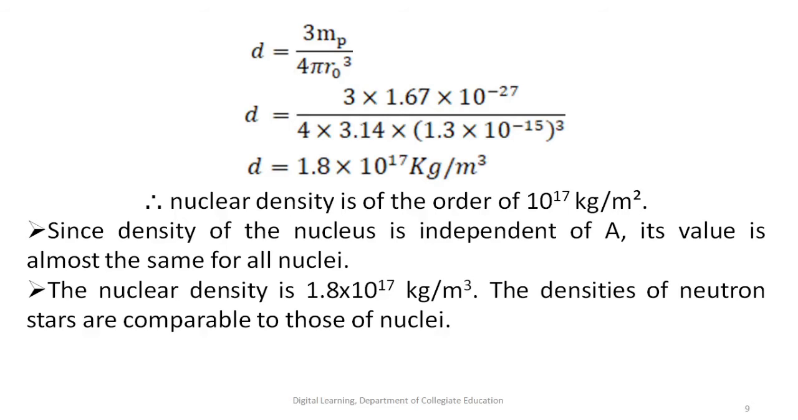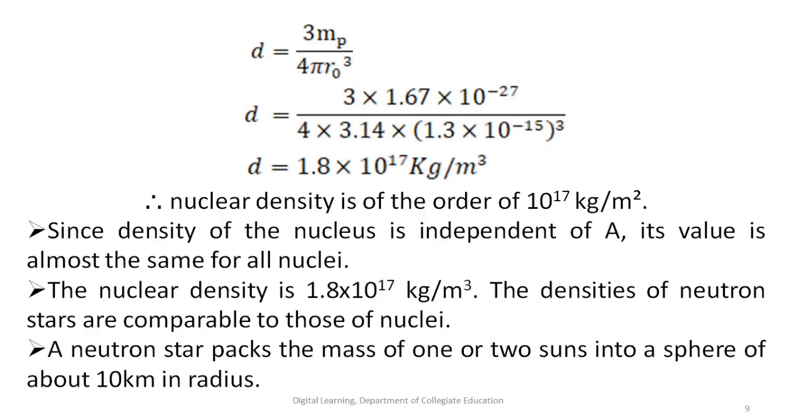It is equal to the density of a neutron star. So we can compare the density of the nuclei with the density of a neutron star. You have studied in astrophysics how dense a neutron star will be. A neutron star packs the mass of one or two suns into a sphere of about 10 kilometer in radius.